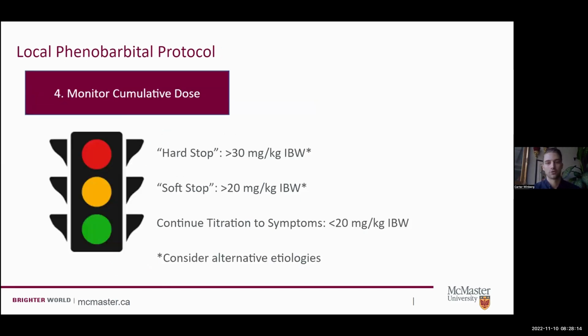And then as you go through this, monitor your cumulative dose and know when you should stop. The nice thing is that as you hit 30 milligrams per kilogram, that's going to reliably lead to a serum level of about 40 micrograms per milliliter, and as you get to 40 to 80, you start to see your respiratory suppressive and toxic effects. So that should be your hard stop. Using a soft stop would be more safe, where you're already considering alternative etiologies and asking are you missing anything? If you reach 30 milligrams per kilogram, from what I can tell based on the literature, you have treated the alcohol withdrawal, and you're missing something else that is going on.